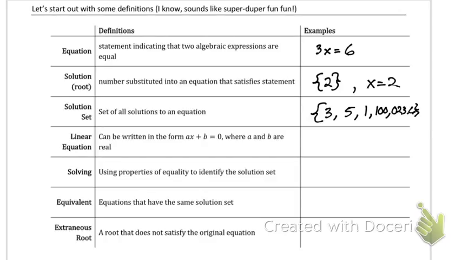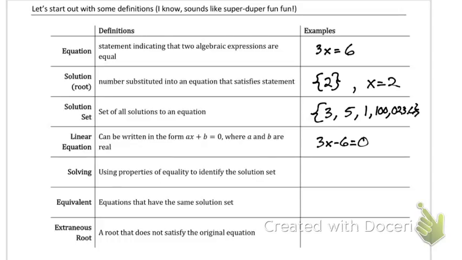All right, linear equation. A linear equation can be written in the form ax plus b. Note it doesn't say ax squared. A linear equation only has x to the first power. That's what makes it linear. Our first example, 3x equals 6, can be written in that form because we would just write it as 3x minus 6 equals 0. It is linear. We know it's linear because it's just x to the first power as well.